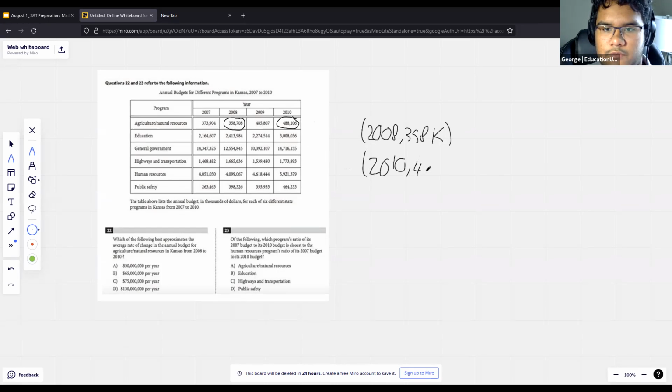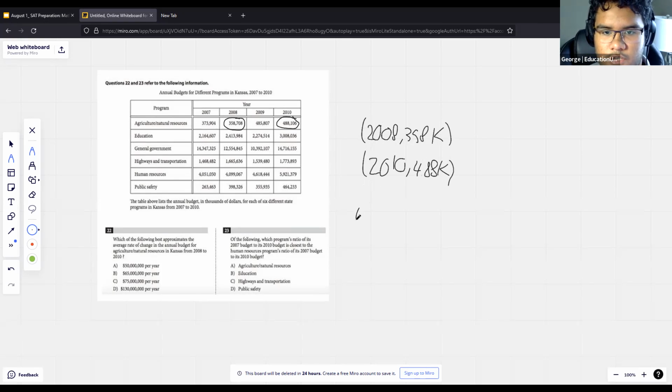And that's like 488K. So the way you work this out is a rate of change. You want to see how much it changed per year from 2008 to 2010. You do it the same way you would do the slope problem, the rise over the run, the rise being the change in the prices and the run being the amount of time elapsed.